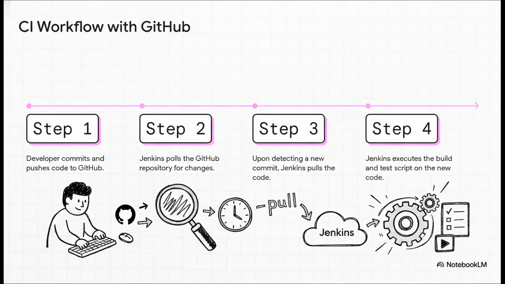So just picture this workflow. A developer on your team pushes some new code to GitHub. Jenkins, which is always watching that repository, sees the new commit. It immediately pulls down the latest code, and then it runs whatever build and test script you told it to. This is automation in action, and it's how you catch bugs literally seconds after they're created, not weeks later when they're in front of a customer.